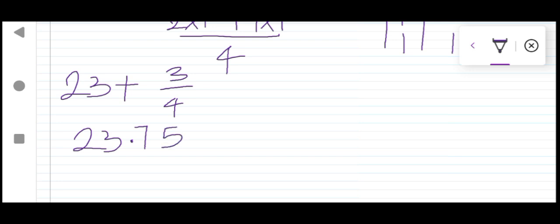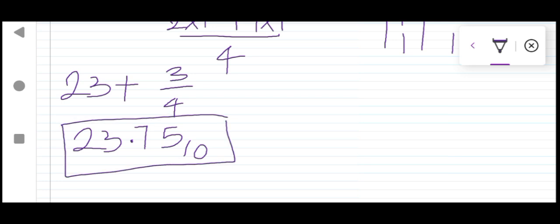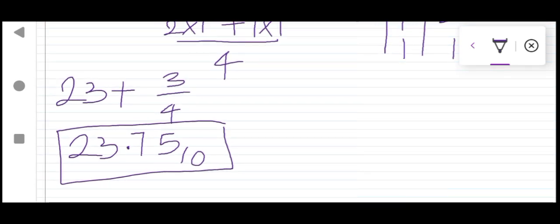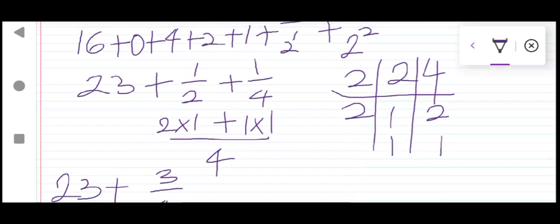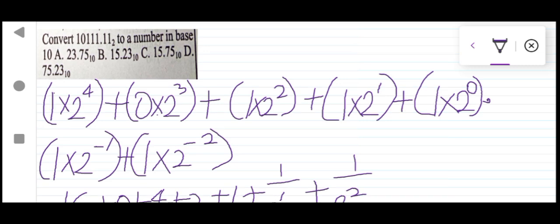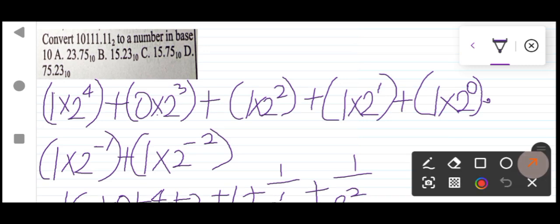So what this means is our value would be 23.75. And what we have just done is we have converted to a number in base 10, and this is our final result. So let's quickly check 23.75 from the options. 23.75 is right over here, option A, and you would agree with me that this is correct.